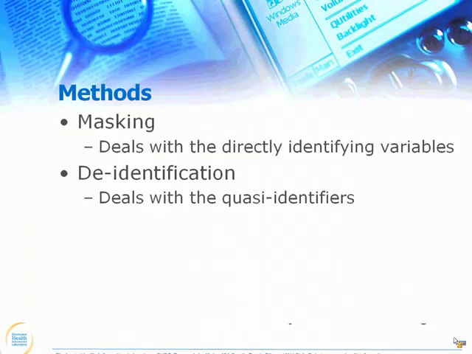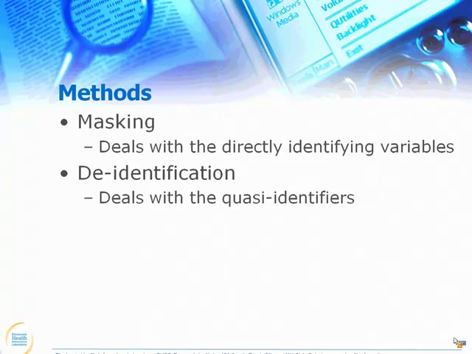Okay, so now when we want to de-identify a data set, there are really two general types of methods that are used. They're masking methods and de-identification methods. Masking methods are used to deal with the directly identifying variables. And I'm using the word masking because there's a whole industry out there of companies building masking tools. So it's a kind of common industry term for tools that deal with directly identifying variables. All the directly identifying variables that I showed you before can be masked in order to make it difficult or impossible for an adversary to identify individuals using those variables.